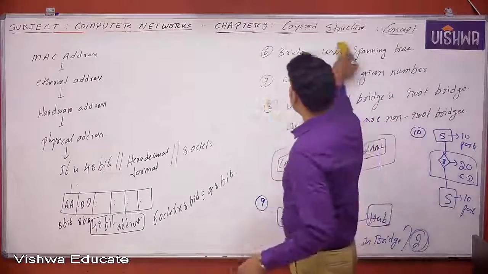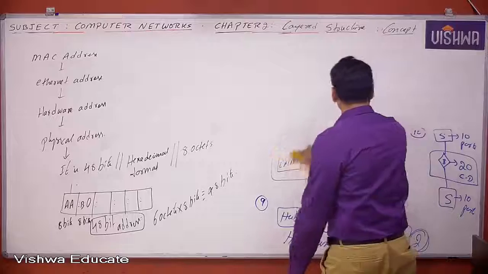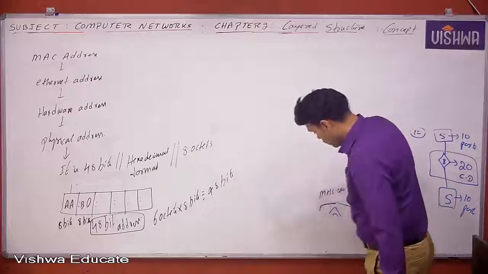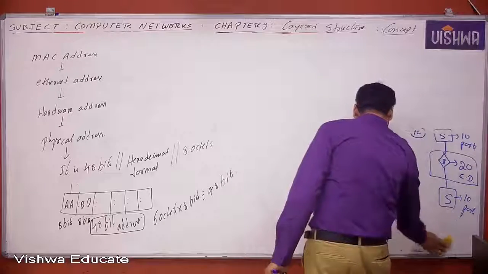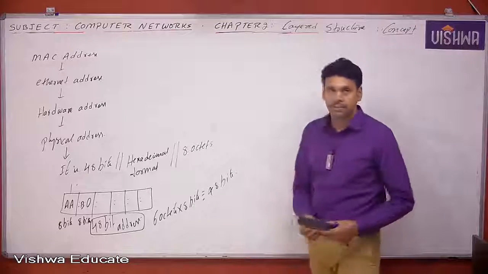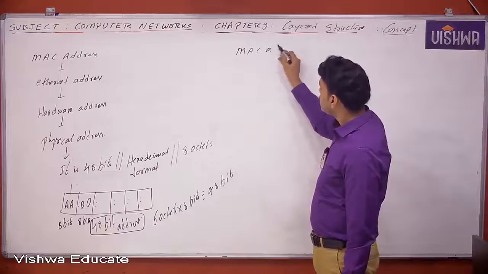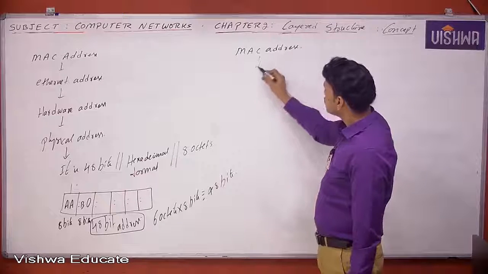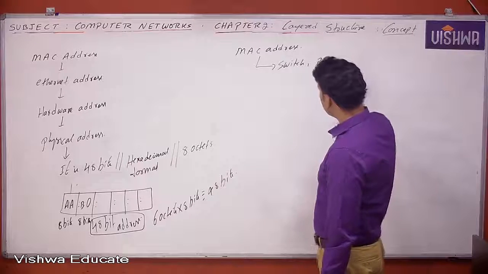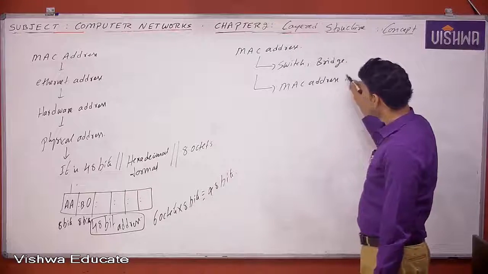And one more important point is that a bridge has a unique address in the world. So that means whenever you talk about the MAC address which is there with the bridge, that MAC address is unique in the world. That's the meaning. When you talk about the MAC address assigned to a switch, or to a bridge, whatever it may be, that MAC address is unique.